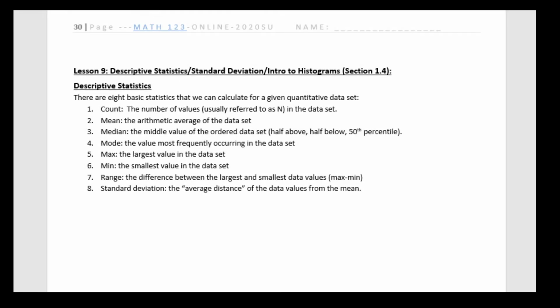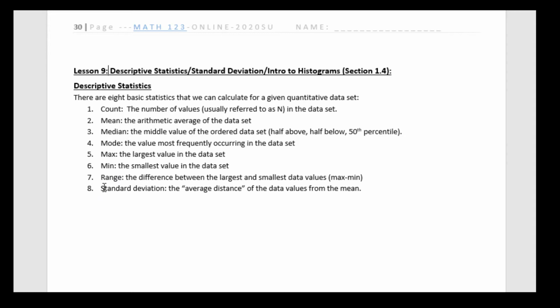Okay, welcome to Lesson 9, Descriptive Statistics. Here's the statistics that you'll need to know. Most of them you probably know, but we're going to go through them and explain how they work. But these are the definitions. Okay? So you might want to look at those things.